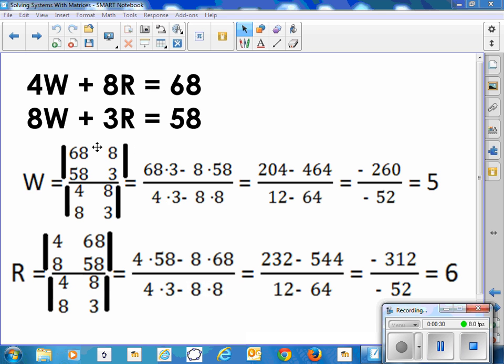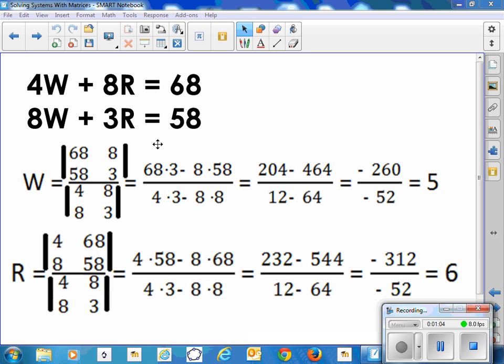If we create a matrix where we replace the coefficients of the W terms with these values on the right and calculate what we call a determinant. A determinant is shown by bars on either side of the matrix, and divide that by the determinant of the matrix created just by the coefficients of the variables.